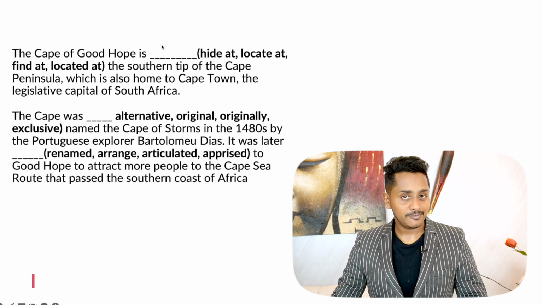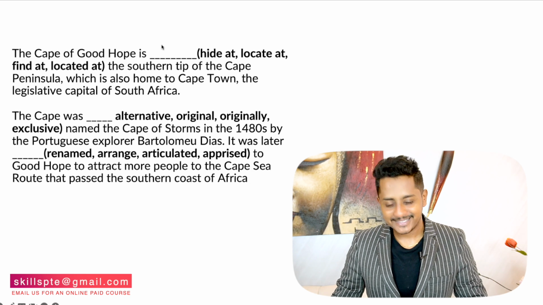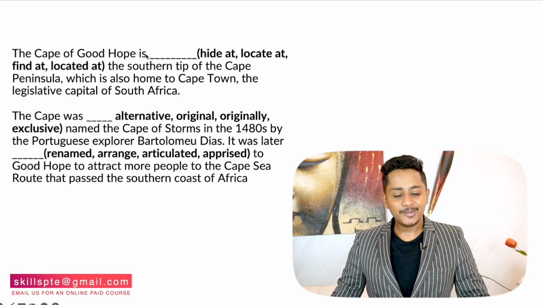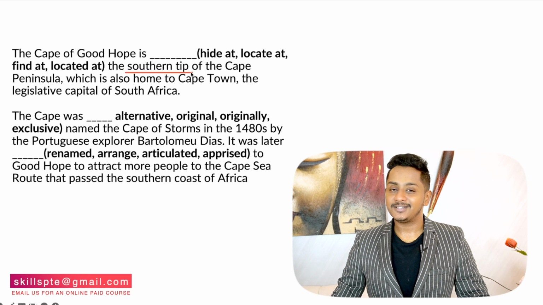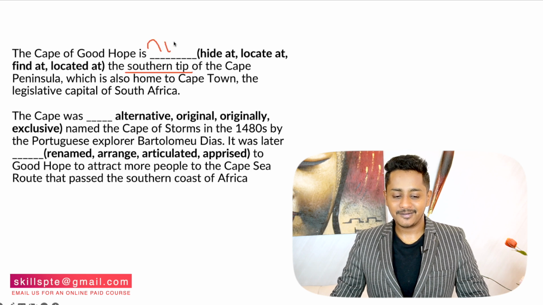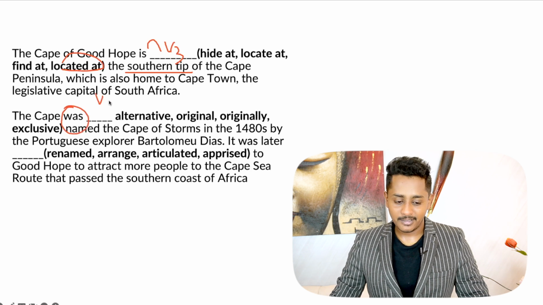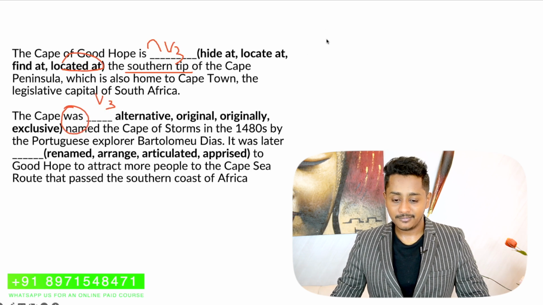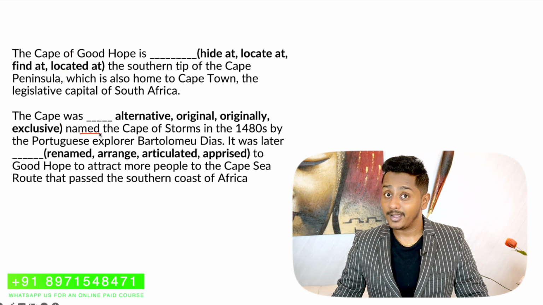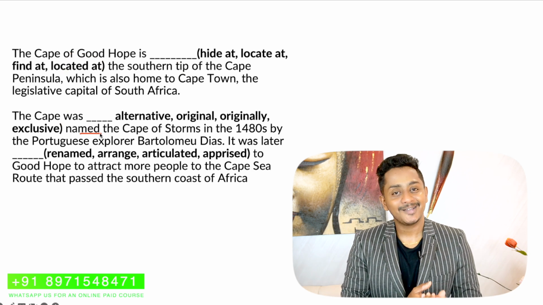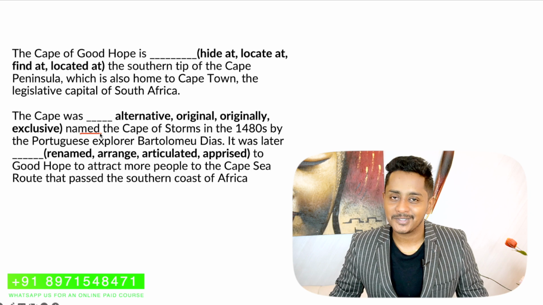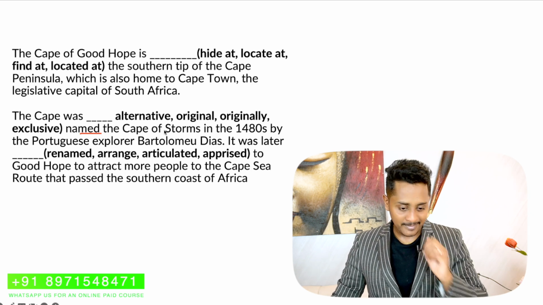I hope you have paused the video and finished it and resumed it to understand what exactly is the correct answer. The Cape of Good Hope is dash southern tip. After "is", a verb in the third form: located at. After "was", a verb in the third form, but the verb in the third form is already there. So the verb is there. Addition to a verb is what? Adverb. Adverb ends in ly.